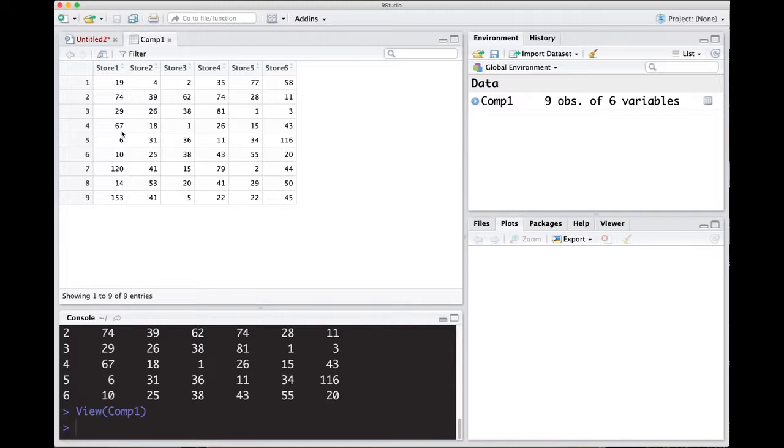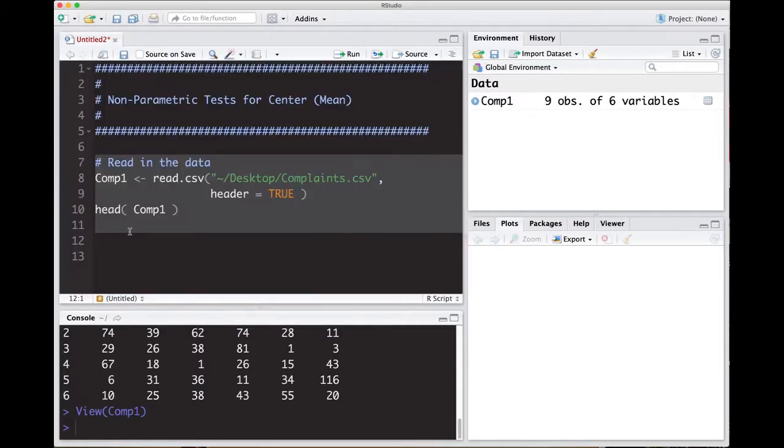All right, so one of the things we could probably do here before we ever try to do anything is just look at the scale of these things. So store one goes up to 153. But some of these others don't go nearly as high. In store 3, 62 is the highest. So there's probably some non-constant variance here as well. And we're not going to test that because you can do that in a previous video. But just know that the assumptions aren't met. All right, so let's give this a go.